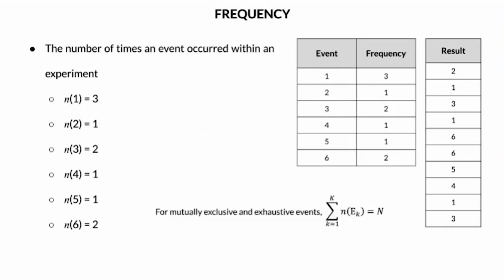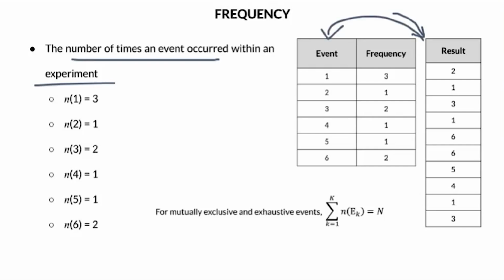Frequency is essentially the number of times an event occurred within an experiment. I would request everyone to look at the rightmost column, the result column. This is the experiment where I rolled a die 10 times. You can see 10 observations: 2, 1, 3, 1, 6, 6, and so on. You can of course convert this into a frequency table.